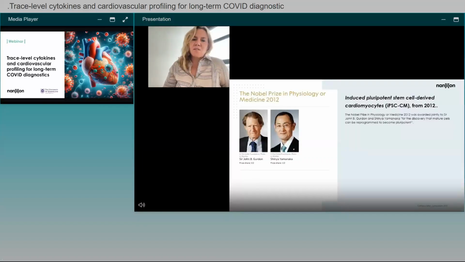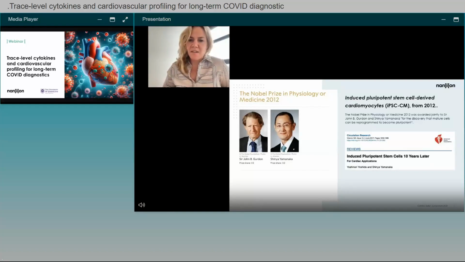One cell model that has been heavily used over the last years is induced pluripotent stem cell-derived cardiomyocytes, so iPS cardiomyocytes. More than 10 years ago, Yamanaka et al. earned the Nobel Prize for the discovery that mature cells can be reprogrammed to become pluripotent. And this changed a lot, also for cardiac applications.